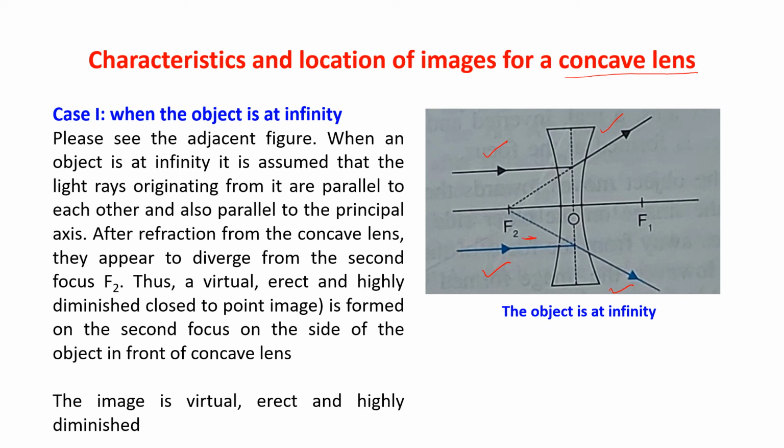Okay. It appears to diverge from a point which is the second focus. Thus, a virtual, erect and highly diminished, point-sized image is formed at the second focus, on the side of the object in front of the concave lens. So, the image is virtual, erect and highly diminished. Am I clear?